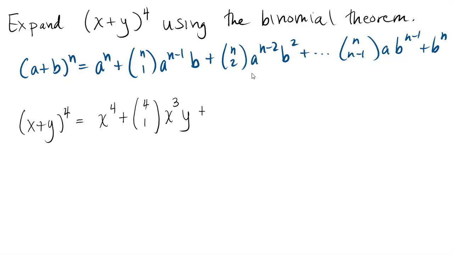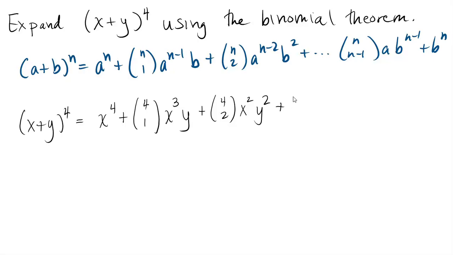The next term calls back to what we did in that nerdy example. We want to choose 2 of the y's. How many different ways can we choose 2 of the y's? Well, we said that was 4 choose 2, 6. We're choosing 2 y's, and so therefore we're choosing 2 x's. Notice that the power on x went down by 1, the power on y went up by 1. This happens every single time.